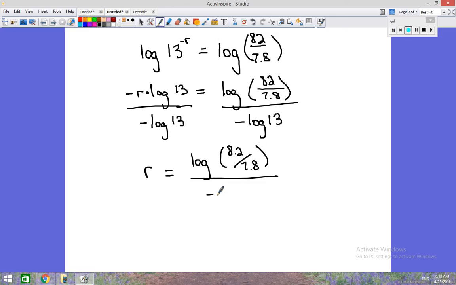So we're done. If we key this in the calculator, what do we get? We have the log of this fraction. Don't forget to close the parenthesis after dividing by the 7.8. Since we're taking the opposite, put parentheses around this entire denominator. If you do that, I get negative 0.0195.